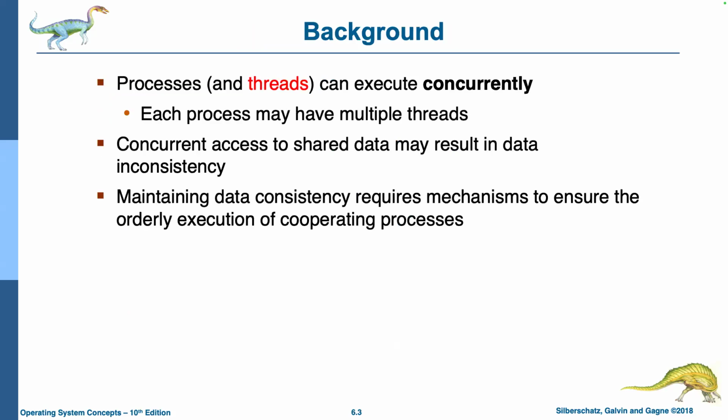So, background. Let's look at the background. Processes and threads can exist concurrently. What does concurrently mean? I suppose you have not forgotten what concurrent is: same time. Each process may have multiple threads, so multiple threads can run concurrently. What's the difference between concurrent and parallel?